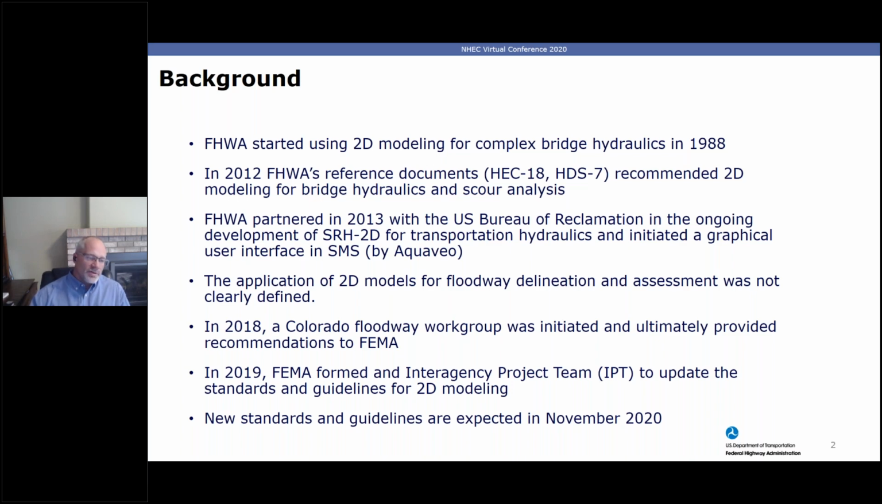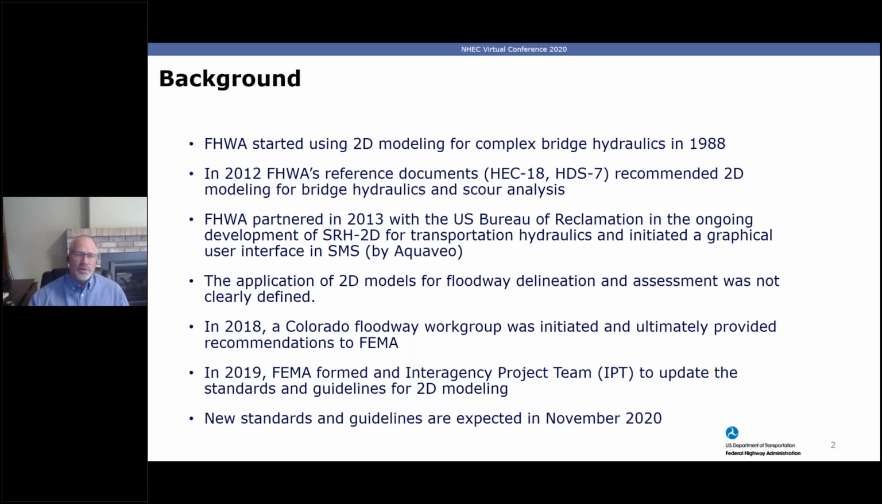Now, the use of two-dimensional modeling has grown significantly, but there certainly are still some barriers to the use of 2D modeling, and FEMA floodplain and floodway analyses are certainly one of them. Although FEMA has approved the use of 2D models for a number of years, the application for floodways and no-rise analyses has been not clearly defined. And as a result, on many projects, although 2D modeling has been used for design purposes, a 1D model has still been necessary for FEMA submittals.